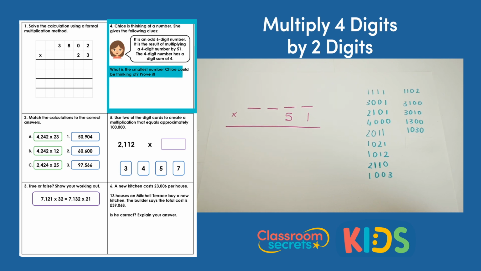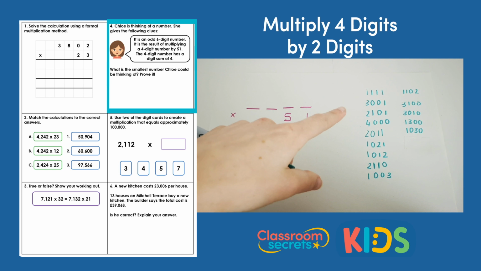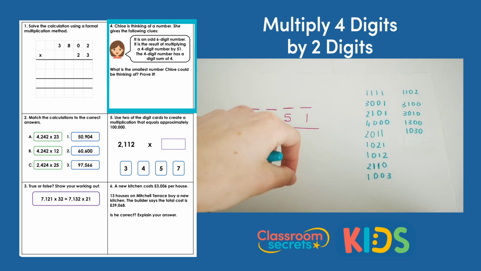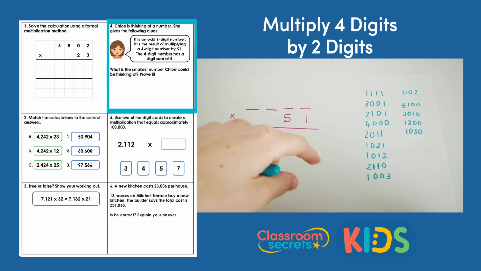Prove it. So we need to find a 4-digit number that when multiplied by 51, the answer is a 6-digit odd number. So I've made a list of all the 4-digit numbers I can think of with a digit sum of 4. There may be others, but these are the ones I could think of at the time.